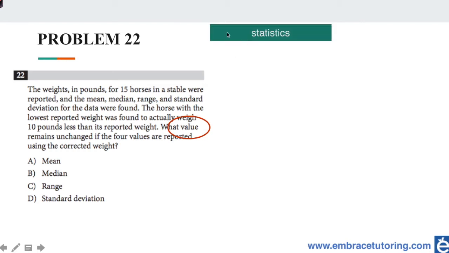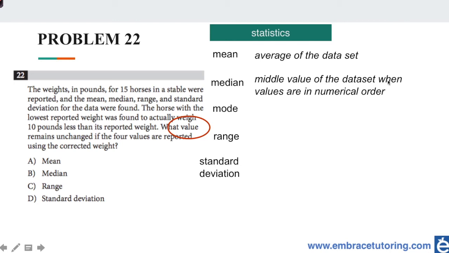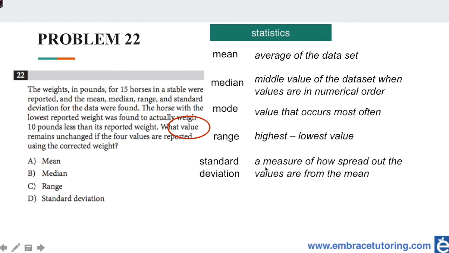So let's review some basics of statistics. The mean, the median, the mode, the range, and the standard deviation are generally what the SAT touches upon. The mean is the average of the data set. The median is the middle value of the data set when the values are in numerical order. The mode is going to be the value that occurs most often. On the SAT, they commonly use the word frequent or frequency. Range is going to be your highest minus your lowest value, and standard deviation is the measure of how spread out the values are from the mean, or how distributed or scattered the values are.